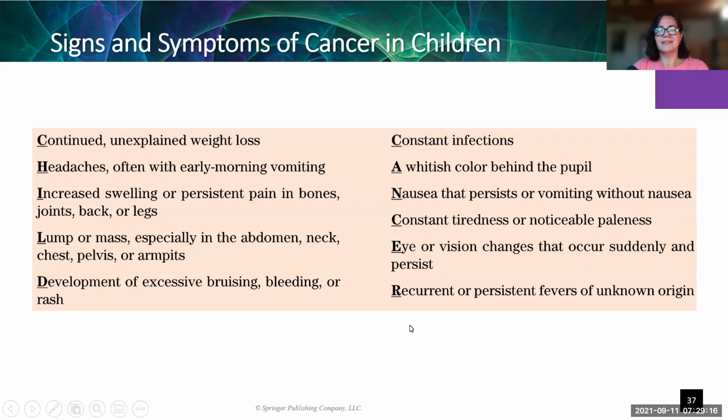This listing is supposed to be a mnemonic. It's awful. What it is is a really comprehensive list of signs and symptoms of cancers in children. So don't worry about trying to memorize this as a mnemonic. You can use it as, if you start seeing this constellation of symptoms in a kid, it may be indicative that the child has developed a cancer.